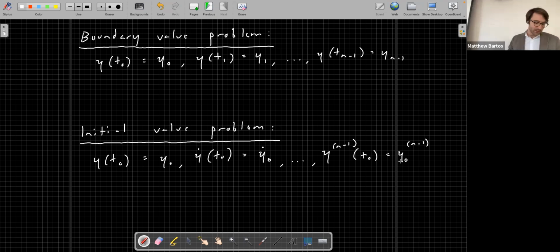Okay. Are there any questions on initial versus boundary value problems? Is this something that you've maybe seen before in undergraduate? Okay, great. I know I'm starting off a little bit slow, but I want to make sure all the concepts are clear before we start moving into more challenging subjects. Okay, great. Any questions?